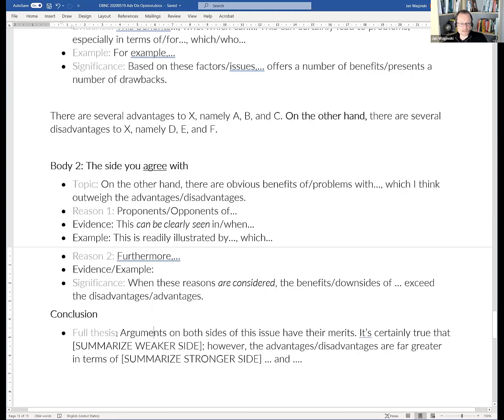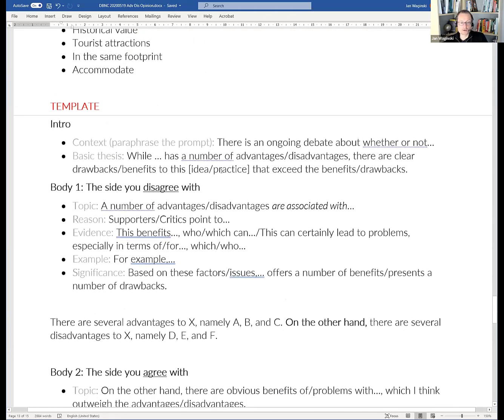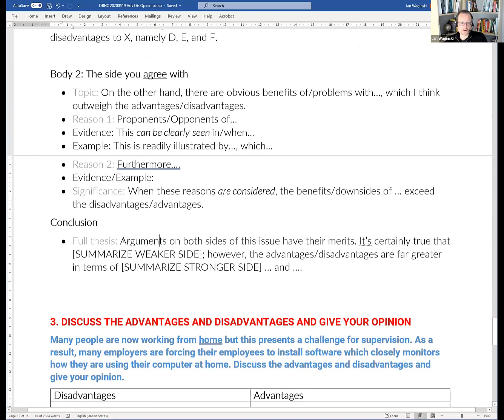And for the conclusion, just give the full thesis. Not a summary one, not a short one like this, but a full thesis at the end, please. Arguments on both sides of this issue have their merits. It's certainly true that knocking down old buildings is a good idea in terms of da-da-da-da-da. However, the disadvantages are far greater in terms of, and then you give your two reasons for not knocking down old buildings.